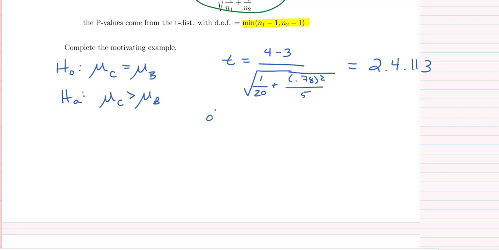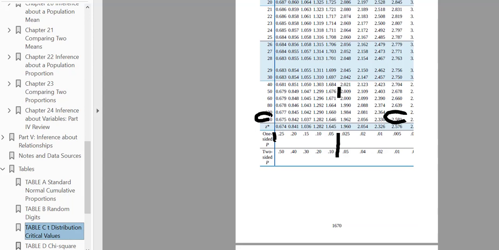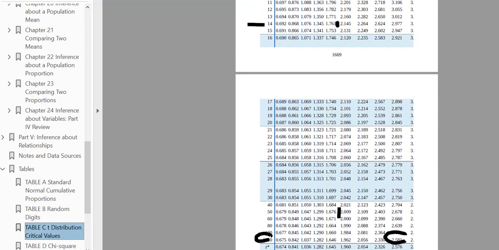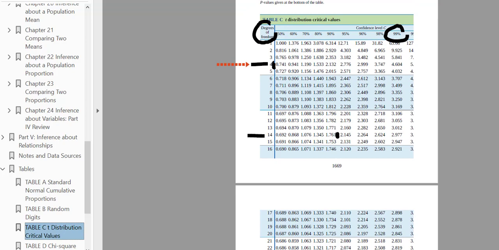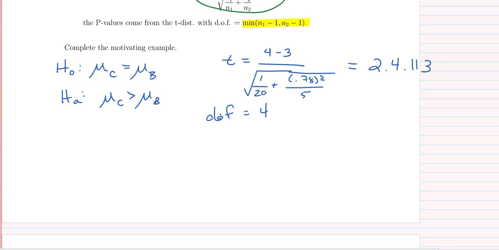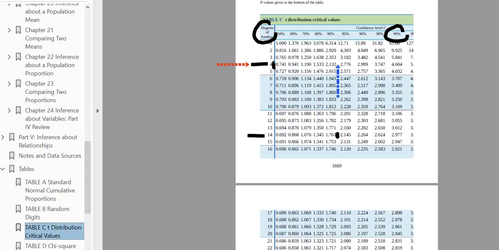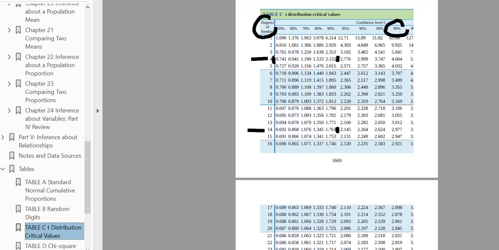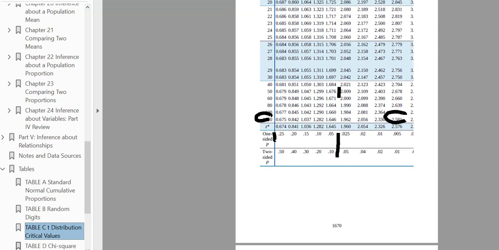We know that the degrees of freedom is equal to 4, and so if we go to table C, we go to the row of degrees of freedom 4, which we already have highlighted. That's nice. And we're looking for 2.4113, so 2.4113 lives here. So we follow that down to our one-sided p row, and we see that our p is less than 0.05.